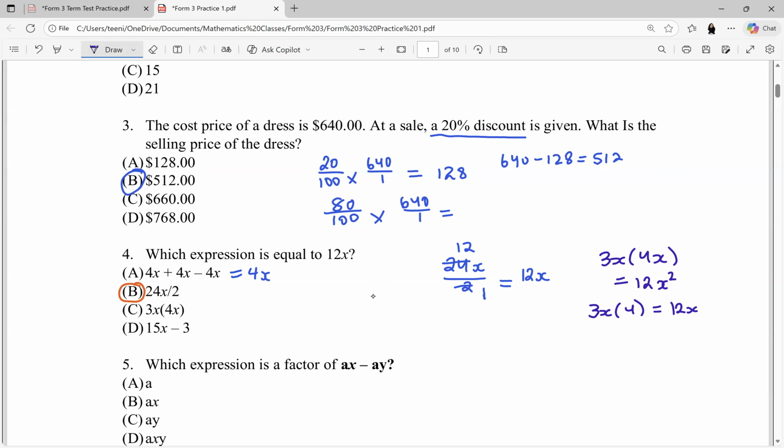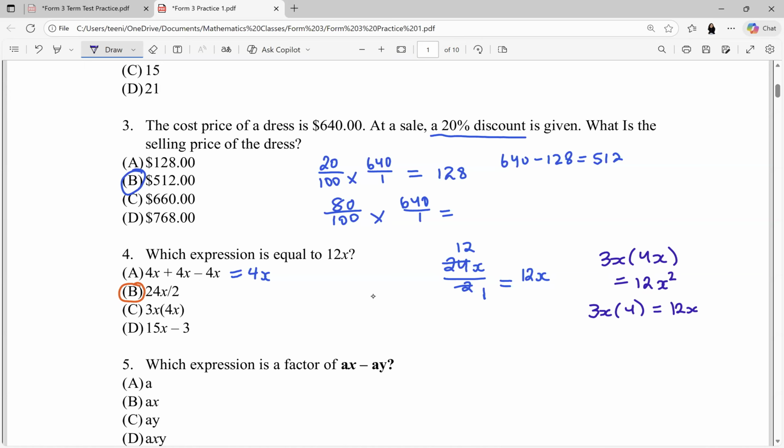And 15x minus 3 cannot be simplified any further because you cannot subtract a constant from a variable. 15x is a term in x and 3 is a constant. So in algebra, you could only add or subtract like terms. You can multiply and divide unlike terms, but for addition and subtraction, you could only use like terms.